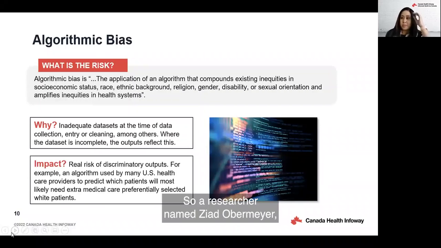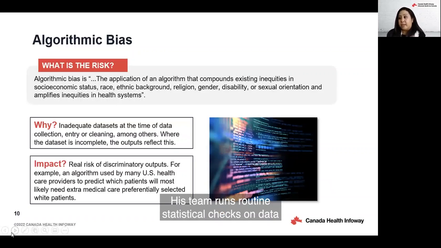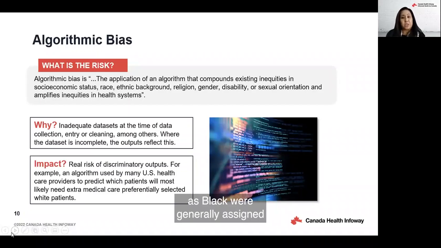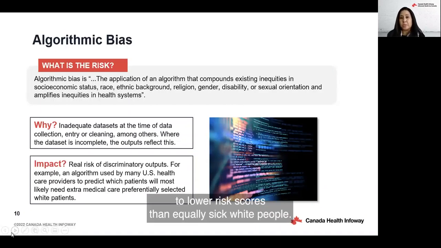A researcher named Ziad Obermeyer, who studies machine learning and healthcare management at the University of California, and his team ran routine statistical checks on data they received from a large hospital. When running these statistical checks, they found that people who self-identified as Black were generally assigned lower risk scores than equally sick white people. This meant that African-American people were less likely to be referred to programs that provide more personalized care.